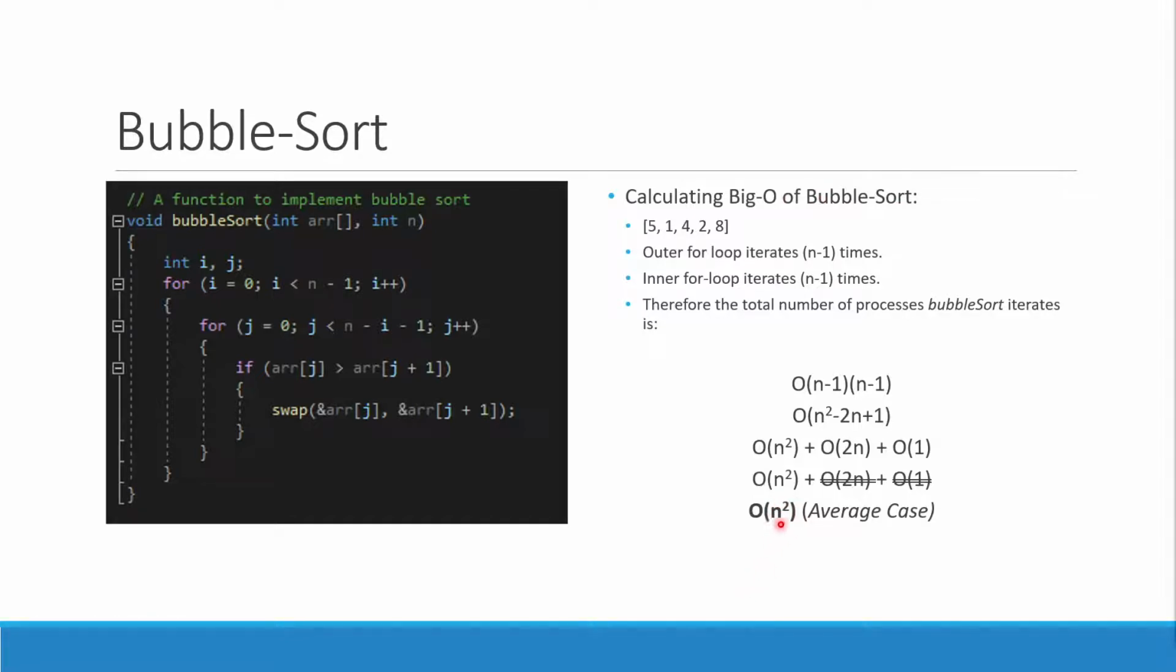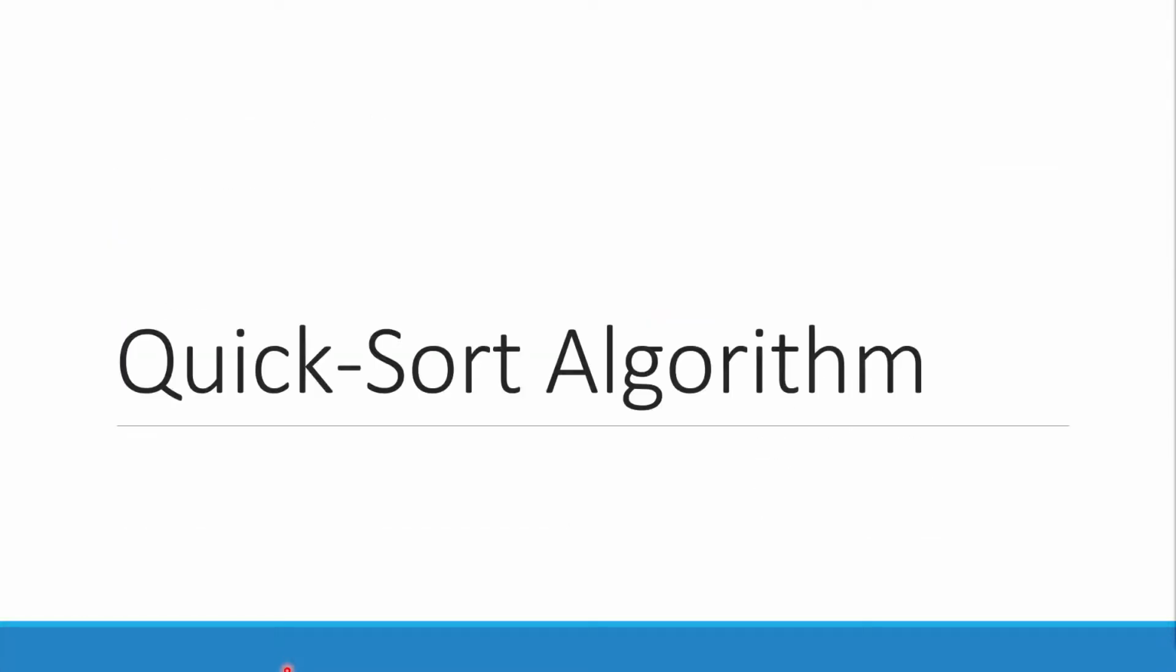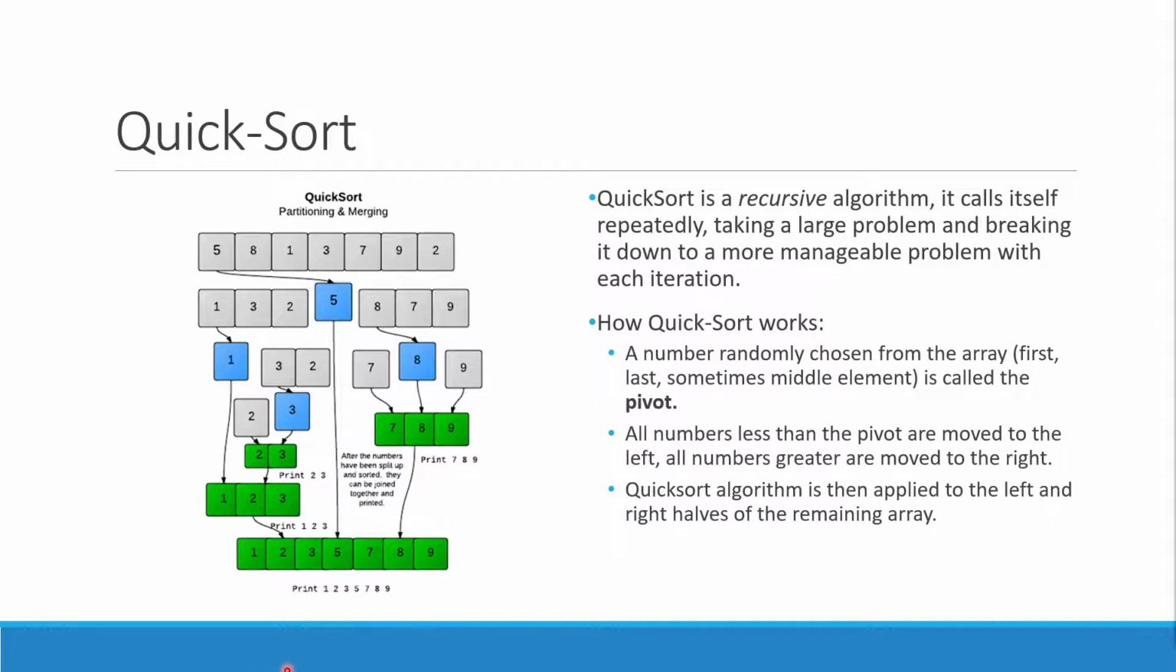Okay, so this means that as the input size n increases, the number of processes required to perform bubble sort is going to be n squared, which increases very quickly, and that's not very good. If we calculate the big O of quicksort, what we're going to find is that quicksort has a lower big O notation than bubble sort, meaning that it's a more efficient sorting algorithm than bubble sort is.